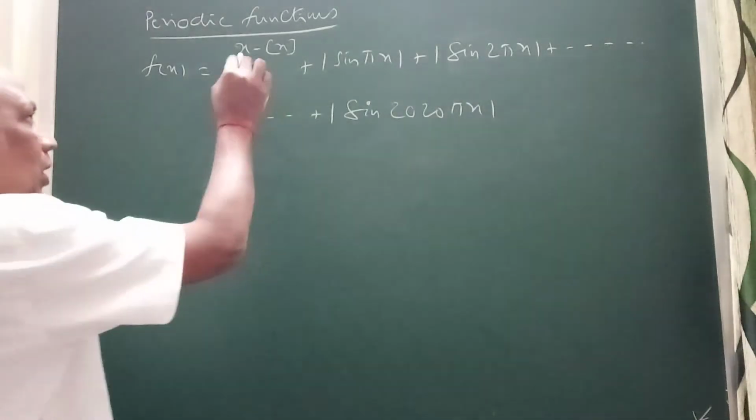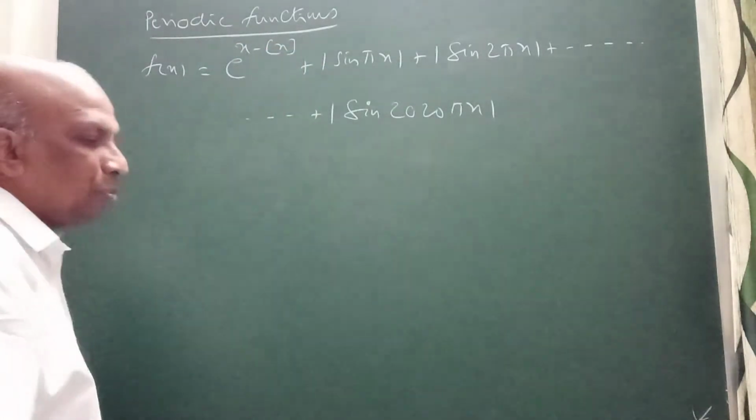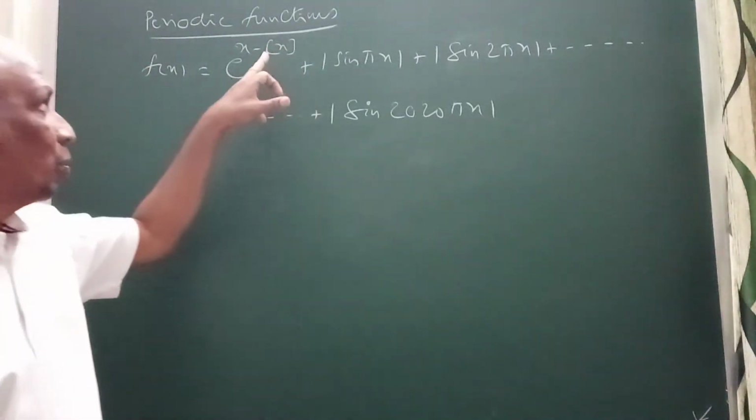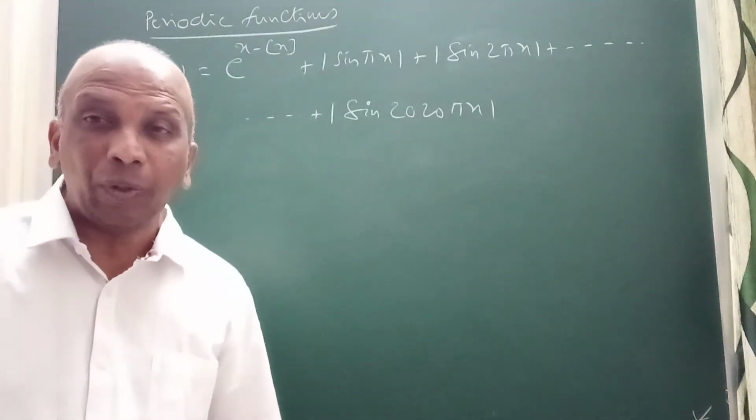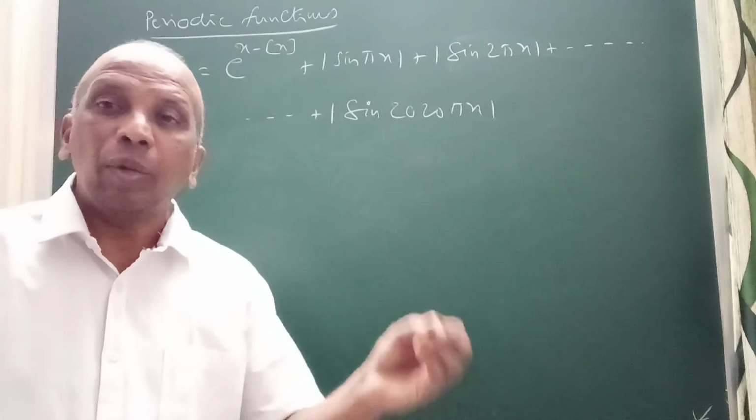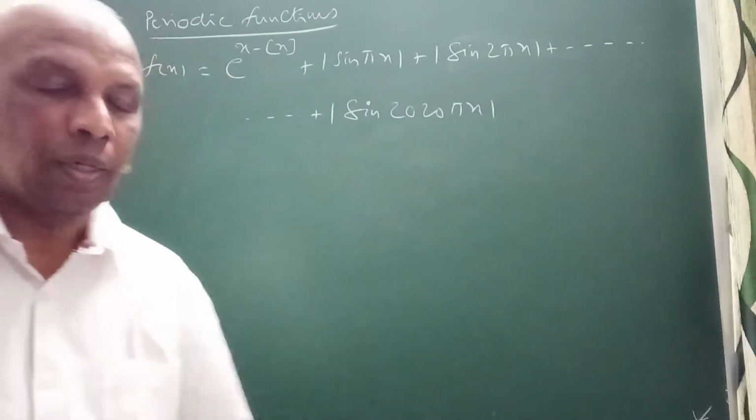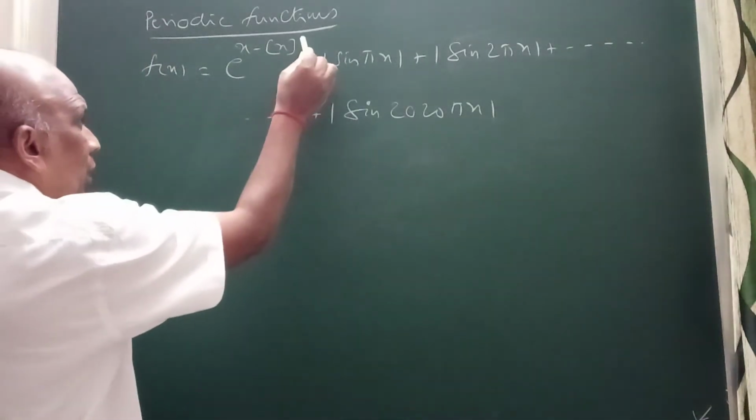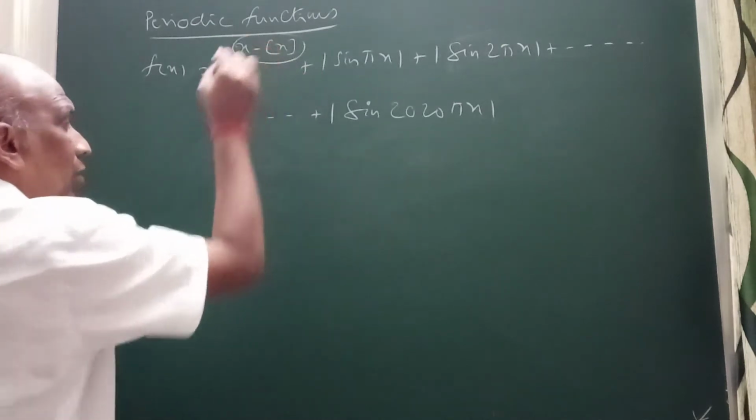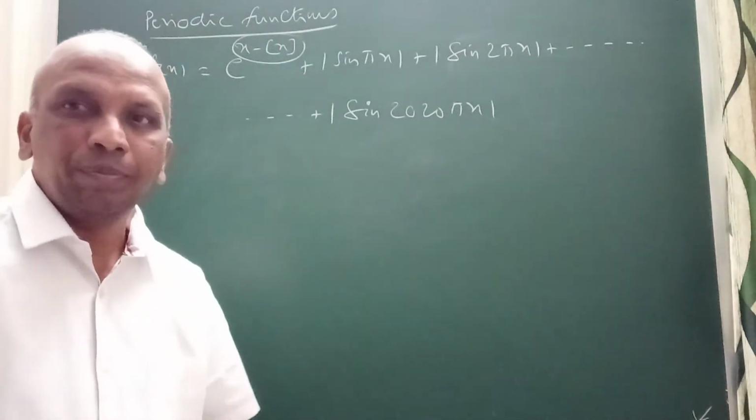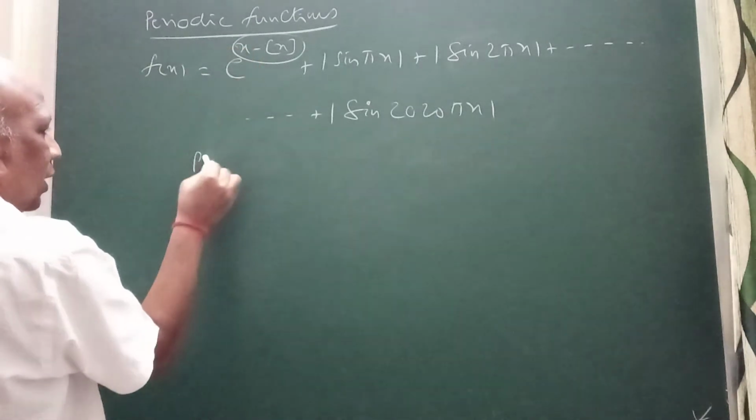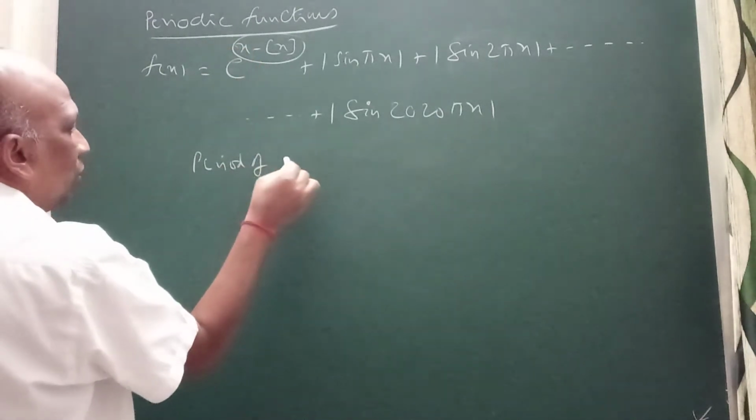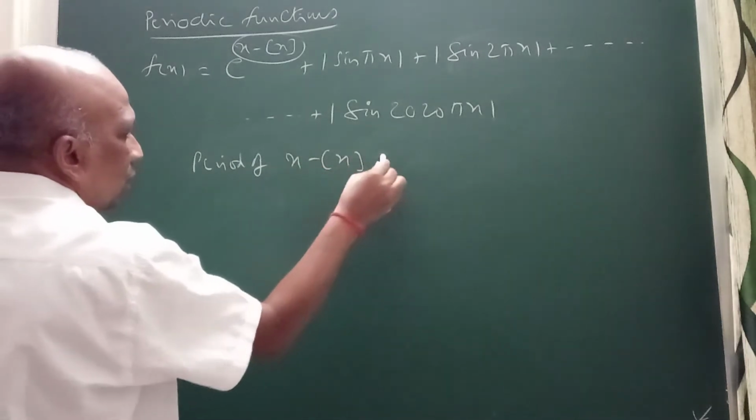You can see here x - [x], which is nothing but the fractional part of x. I did that in the previous video: the period of the fractional part of x is 1. So the period of x - [x] is 1. There is no change here.